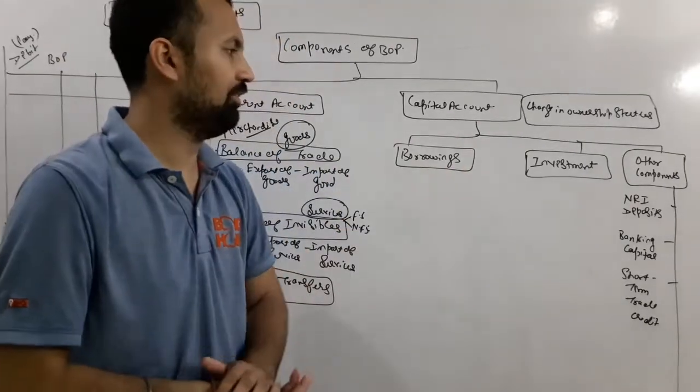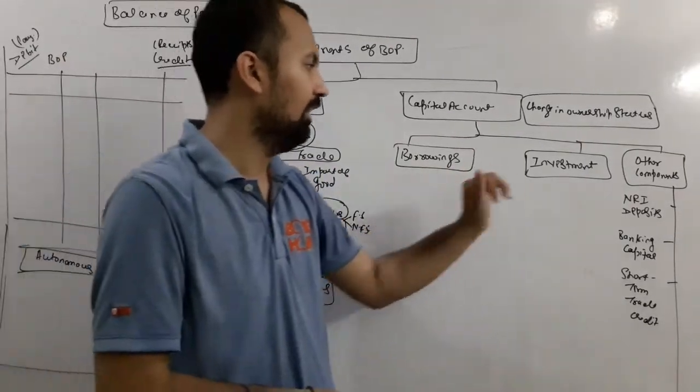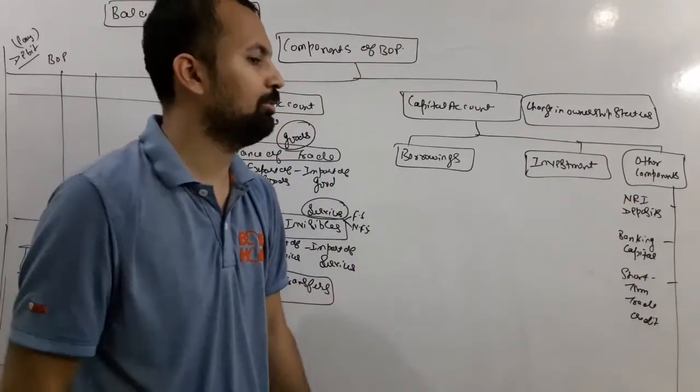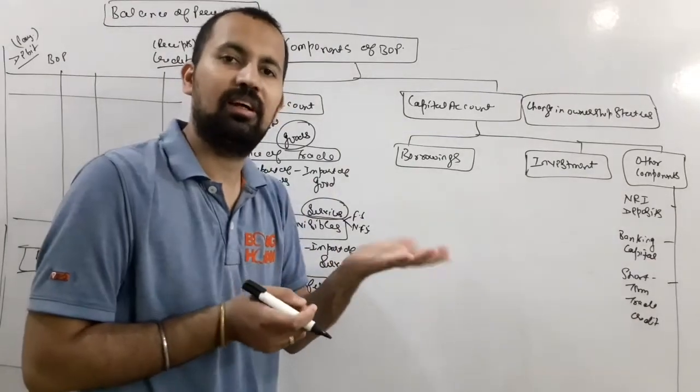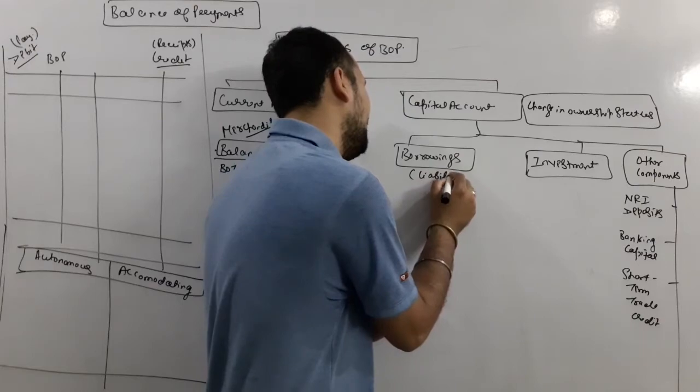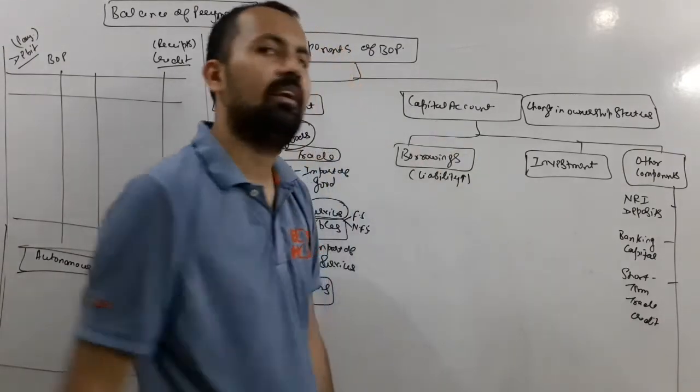It is further classified into three main heads: one is borrowings, one is investment, one is other components. First of all, what do borrowings mean? Borrowings means we are borrowing something from other countries. It leads to a change in the ownership status. It means that liability is rising. Next is investment.